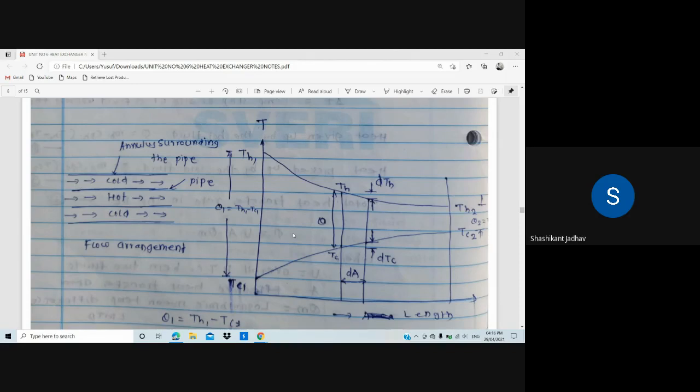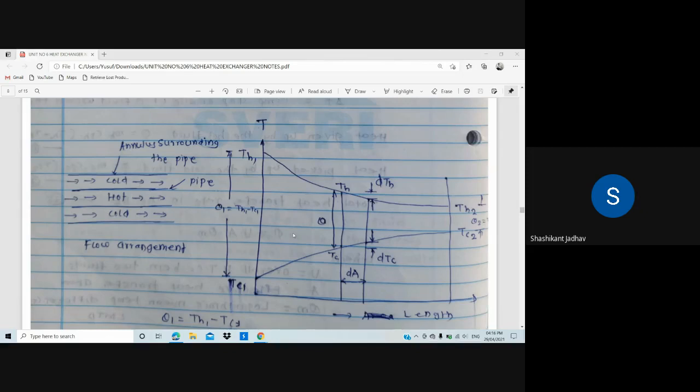Okay, so all of you draw both diagrams. The constructional diagram is the flow arrangement, and the second diagram is the graphical diagram. In the second diagram, on the x-axis there is length, and on the y-axis there is temperature. We have already drawn this type of diagram in the classification. The temperature of the hot fluid reduces from TH1 to TH2, and the temperature of the cold fluid increases from TC1 to TC2.